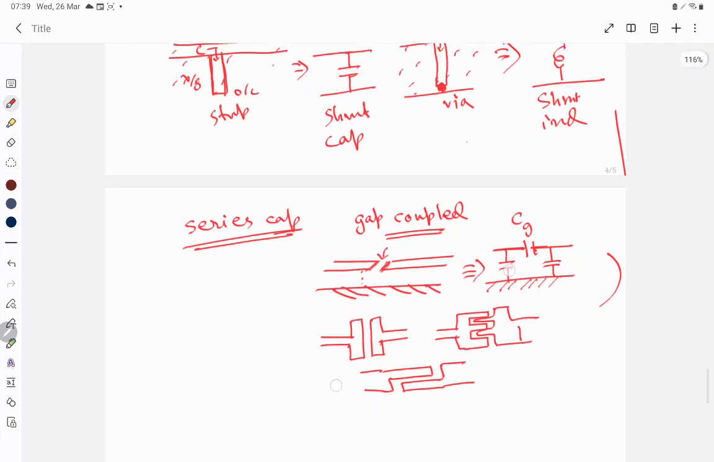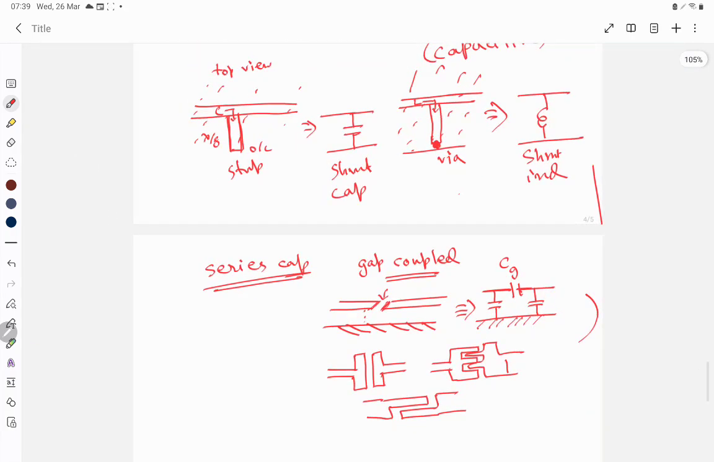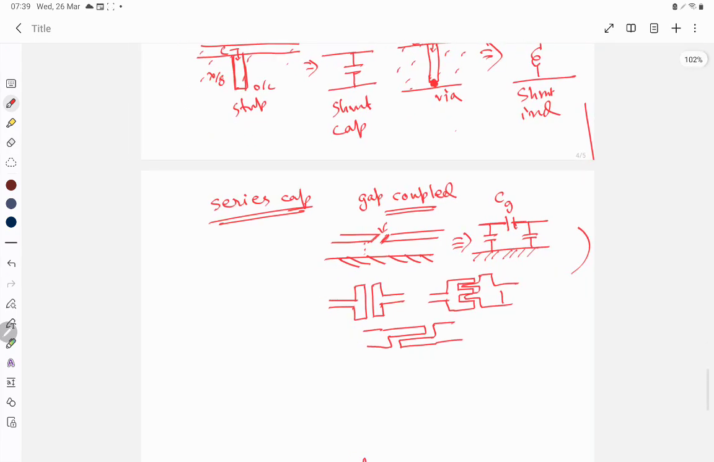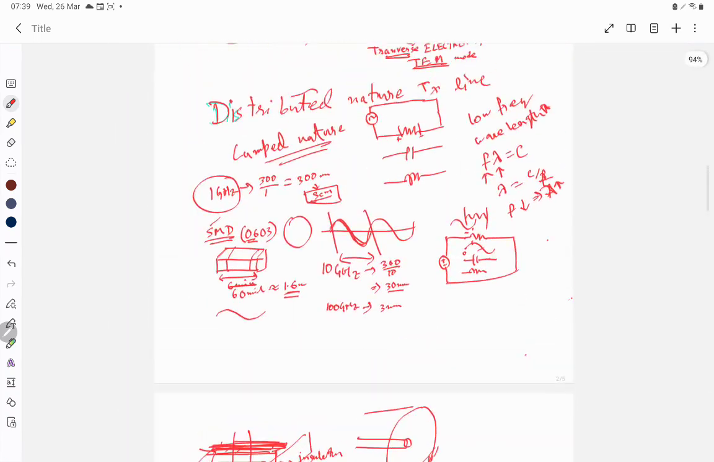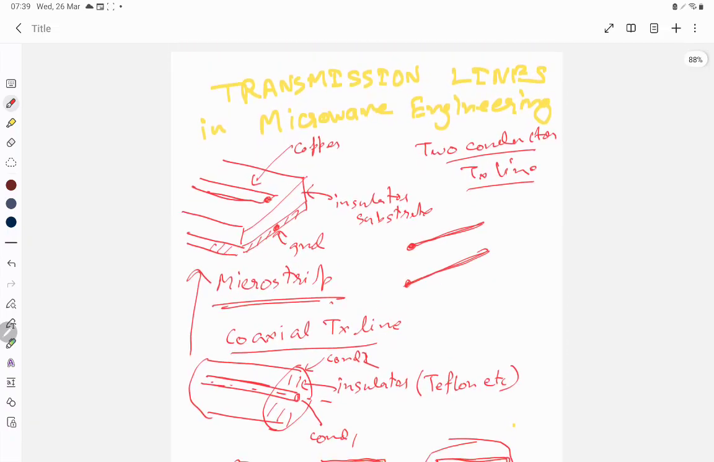So now we have everything, right? Series capacitance, shunt inductance, series inductance, and shunt capacitance. I tried to give you a glimpse of how we can generate different distributed capacitors and inductors with the aid of microstrip lines. But this can be done with other two-conductor lines also in a similar fashion. We also discussed how we can derive these values. Hope this helps.